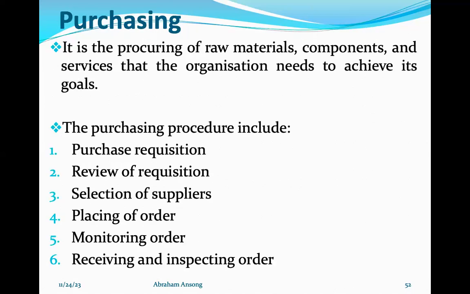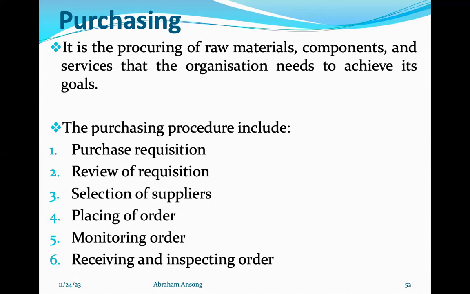Okay. So purchasing is the procuring of raw materials, components, and services that the organization needs to achieve its goals. So it's basically that. You have to buy all the components, the raw materials, the services that you need in order to manufacture whatever you want to manufacture. Okay, so the purchasing procedure most of the time will follow this pattern. There is a purchase requisition, like a request. There is a review of this requisition by maybe another department, the procurement department or something of that sort, that will review the requisition.